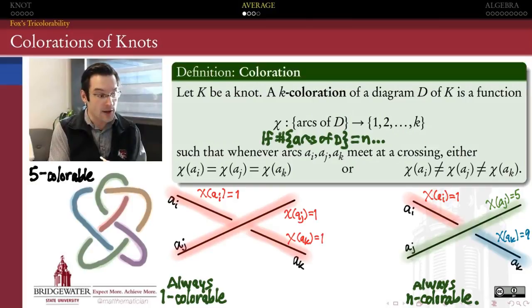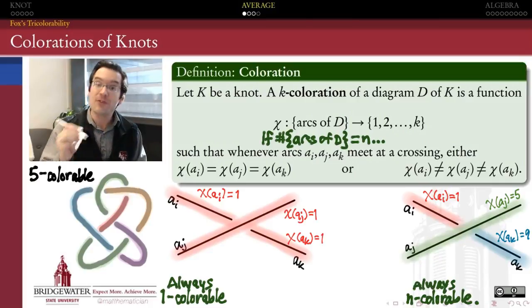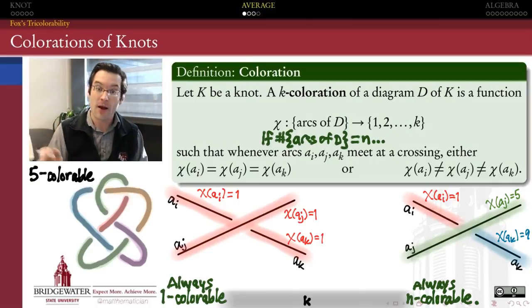Also, for a knot with n arcs in its diagram, we can always find an n coloration of that knot diagram, because if I choose a different color for every single arc in that diagram, then I'm going to meet this distinct criterion at every single crossing in that knot diagram. So every knot diagram of n arcs is always one colorable, and it's always n colorable. So the real interesting questions are, what about the in-betweens?